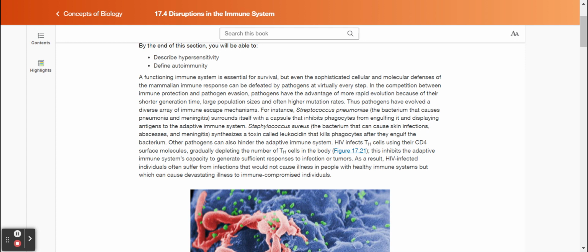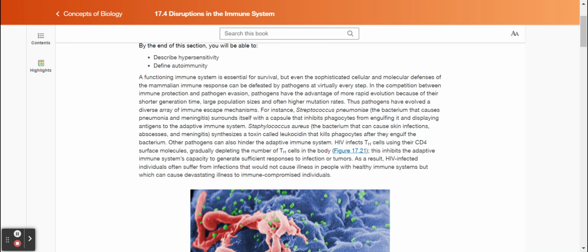For instance, Streptococcus pneumoniae, the bacterium that causes pneumonia and meningitis, surrounds itself with a capsule that inhibits phagocytes from engulfing it and displaying antigens to the adaptive immune system. Staphylococcus aureus, the bacterium that can cause skin infections, abscesses, and meningitis, synthesizes a toxin called leukocidin that kills phagocytes after they engulf the bacterium.